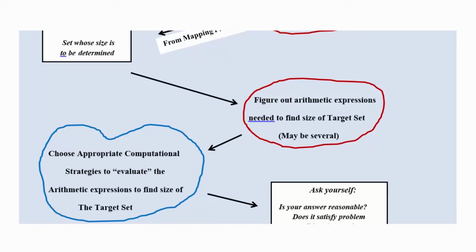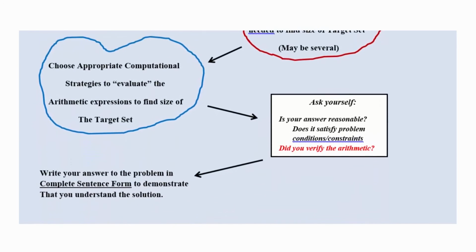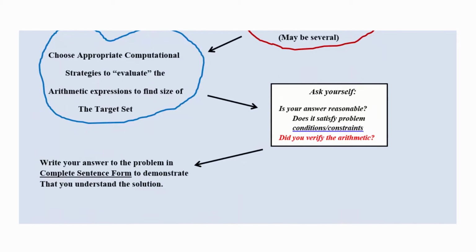You have several groups, they're all of the same size, multiplication, and so on. So you have to figure out the arithmetic expressions involved necessary to find the size of the target set. And then once you determine the target set and the arithmetic expressions involved, you're going to have to figure out a computational strategy that will help you determine the size of your target set.